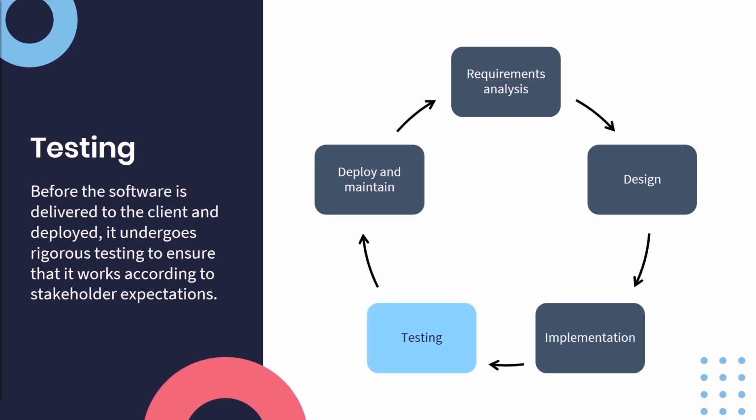And then once implementation has happened, we come to the second last phase of the software development lifecycle, before the software is delivered to the client. In this phase, we check to make sure that our system is working as per the expectation.